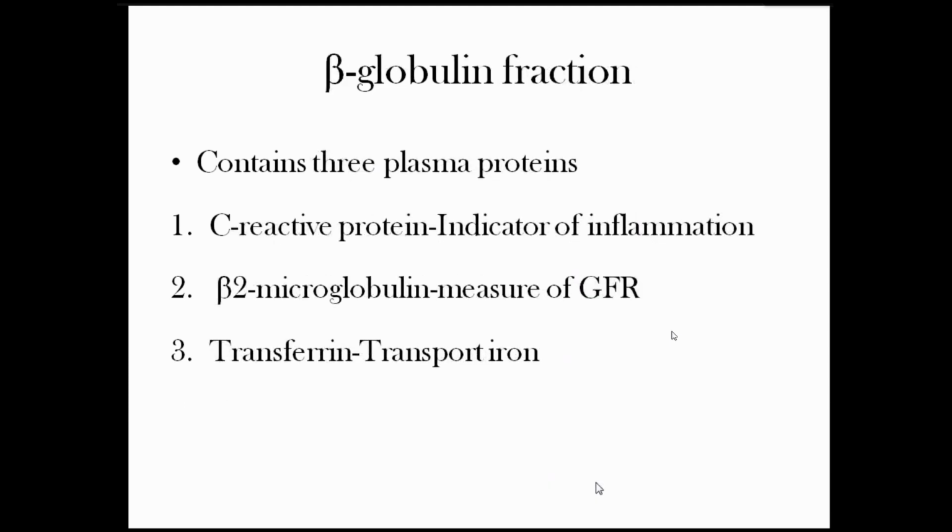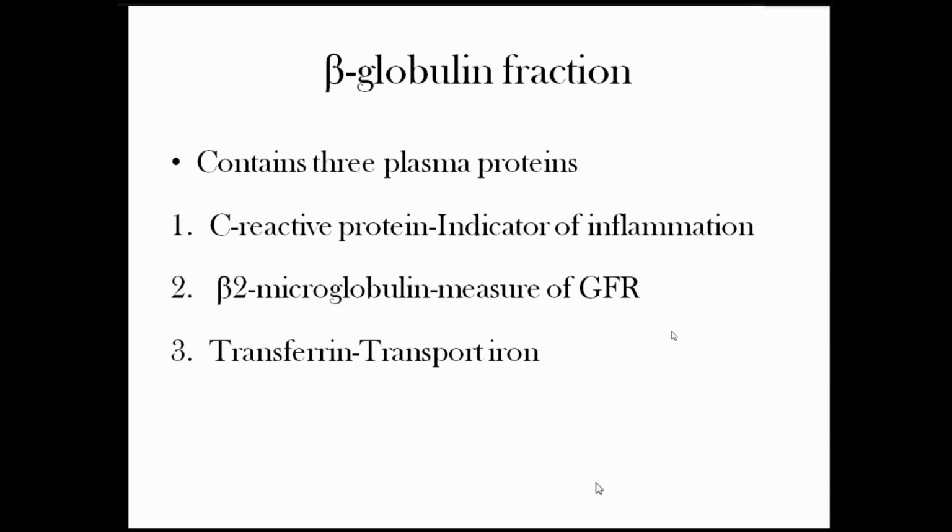The beta fraction contains these proteins. The C-reactive protein is mainly an indicator of inflammation. It has no other function. Its function is to indicate that there is an inflammatory process. Beta-2 microglobulin also has no known function, but it has been shown that it is excreted properly, like creatinine, into the renal tubular system and not reabsorbed. So it can be utilized for assessing glomerular function in renal disease.